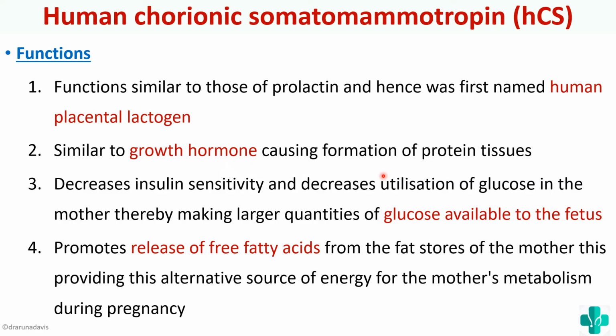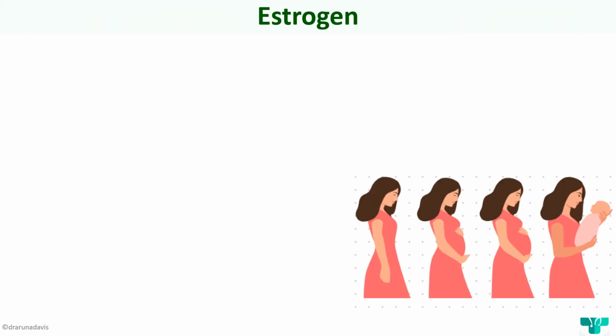So remember, human chorionic somatomammotropin helps in growth and lactation. First you can write that it has functions similar to prolactin, and that is why it is called human placental lactogen. Then next you can write about the growth factors. That means it is similar to growth hormone, causing formation of protein in tissues. And then you can write about the increased availability of glucose for the fetus and increased availability of free fatty acids for the mother. These are the functions of HCS. Next we will see about estrogen.